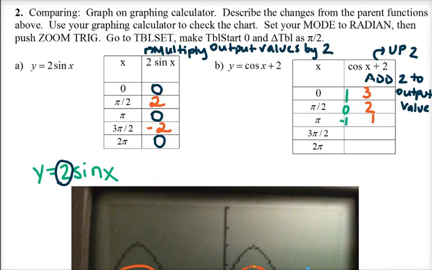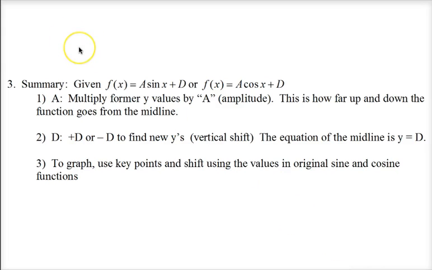At 3 pi over 2, before where I saw that cosine was 0, again I should have an output value of 2. And last but not least, when my output value for 2 pi for the parent function was 1, now I add 2 and I'll be at 3. So these are my new cosine x plus 2 outputs. If you want to see this in your calculator, make sure you do zoom trig and set your table so that you start at 0 and your delta is pi over 2, or your intervals are pi over 2. So, here's a summary.